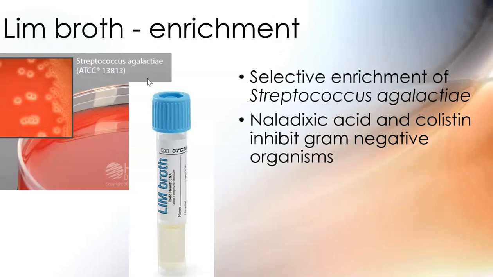I did talk about Lim broth being an enrichment broth, and it is selective enrichment, selective in trying to selectively enrich the growth and recovery of Streptococcus agalactiae. We met Streptococcus agalactiae. We've worked with it. We saw it on our plates. It has the nalidixic acid and colistin to inhibit the gram-negative organisms. So we're hoping to only find gram positives. We're hoping to enhance the recovery of Strep agalactiae.